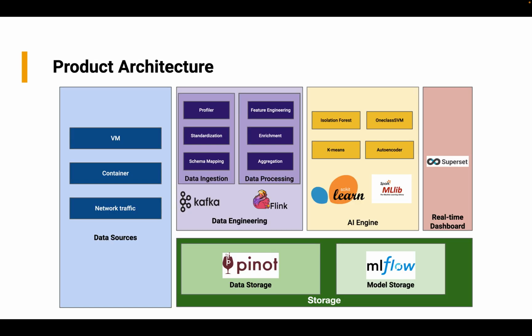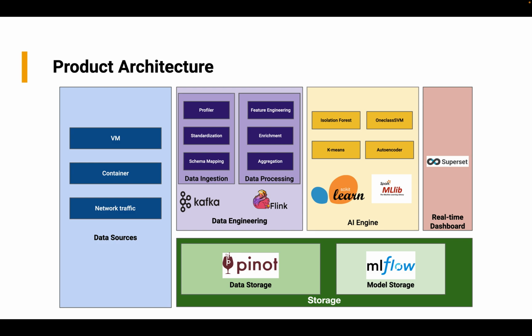Now let's deep dive on the product architecture. On the left hand side, if you see, there is the data sources where the data is coming from multiple VMs or containers or network traffic data itself. It is coming to the data engineering block. Inside data engineering, you will see data ingestion and data processing. Data ingestion is to make data platform ready. Data processing is to make the data AI model ready. The tools that we are using for the data engineering part in this case are Kafka and Flink.